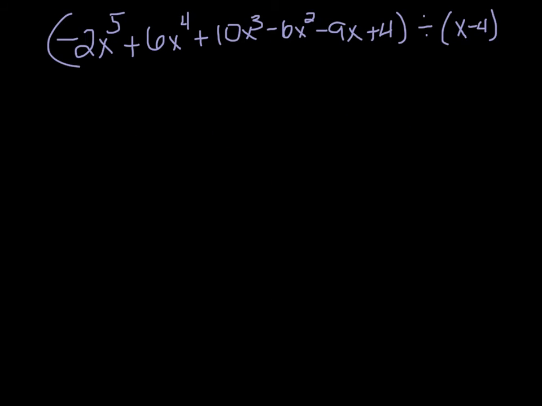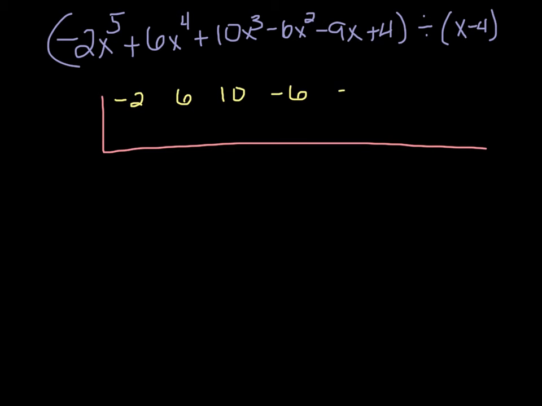Alright, we got this big beefy polynomial being divided by this linear term. So we're allowed to do synthetic division, so let's go ahead and do that. Line up our coefficients first, from highest exponent to lowest exponent. So we have a -2x to the 5th, 6x to the 4th, 10x cubed, -6x squared, -9x, and then a +4. We didn't skip any exponent terms, so we don't need to fill in with any zeros.